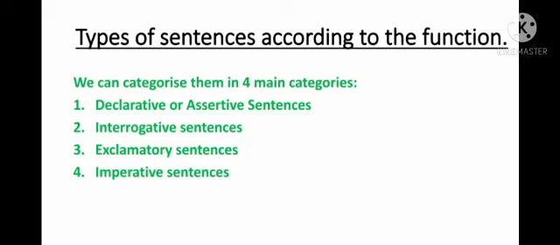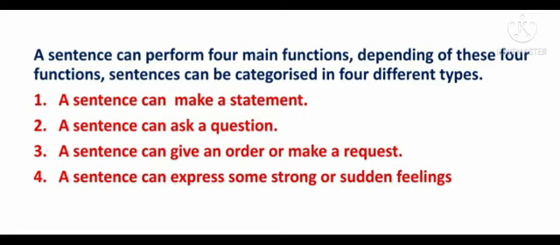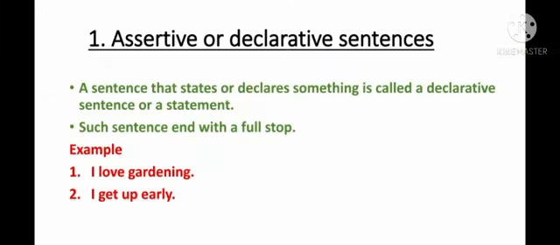Types of sentences according to function. We can categorize them as declarative or assertive, interrogative, exclamatory, and imperative sentences. A sentence can perform four main functions. Depending on these four functions, sentences can be categorized into four different types. A sentence can make a statement. A sentence can ask a question. A sentence can give an order or make a request. A sentence can express some strong or sudden feeling. So these are the main ways.